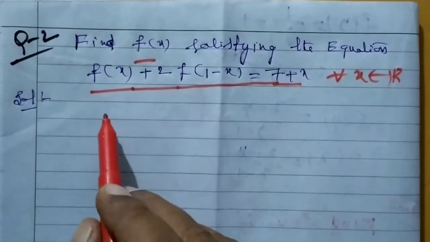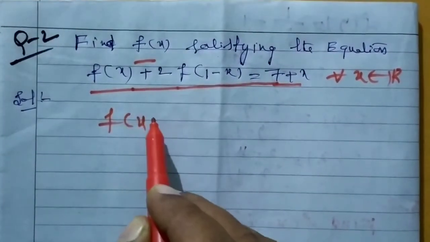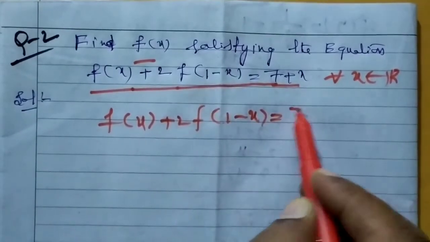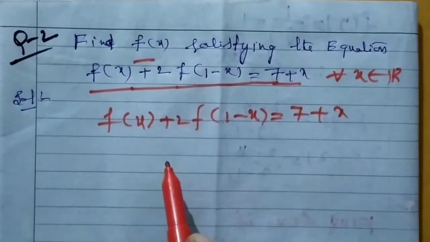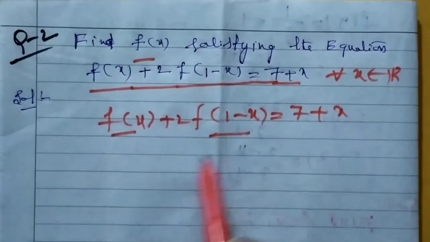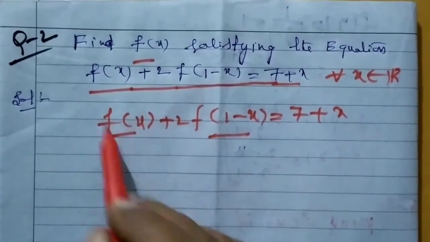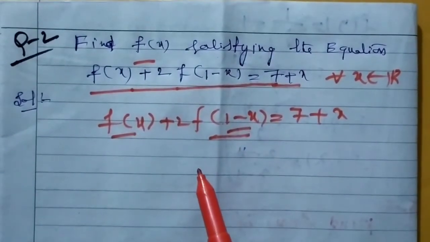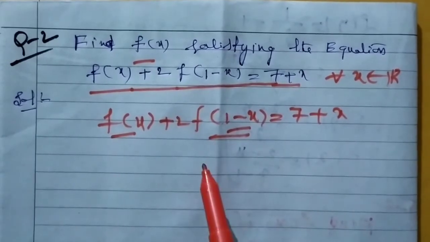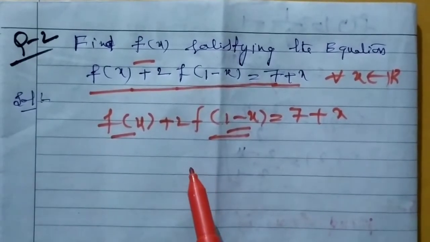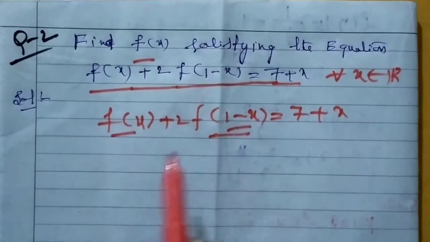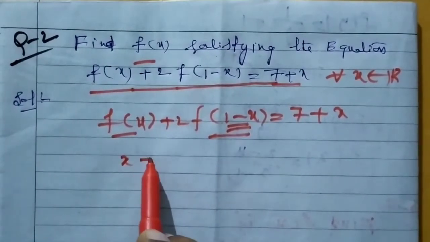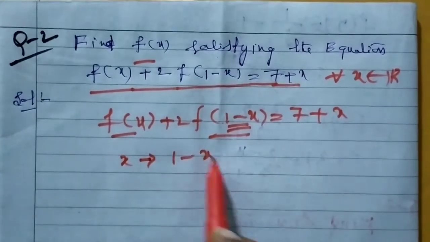Here, the functional relation is f(x) + 2f(1 - x) = 7 + x. The function has two kinds of arguments. f(x) is already there, and we need this one. f(1 - x) is to be eliminated, but it is in a single variable. So to solve such questions, we replace x with the second argument. That means x is replaced by 1 - x.